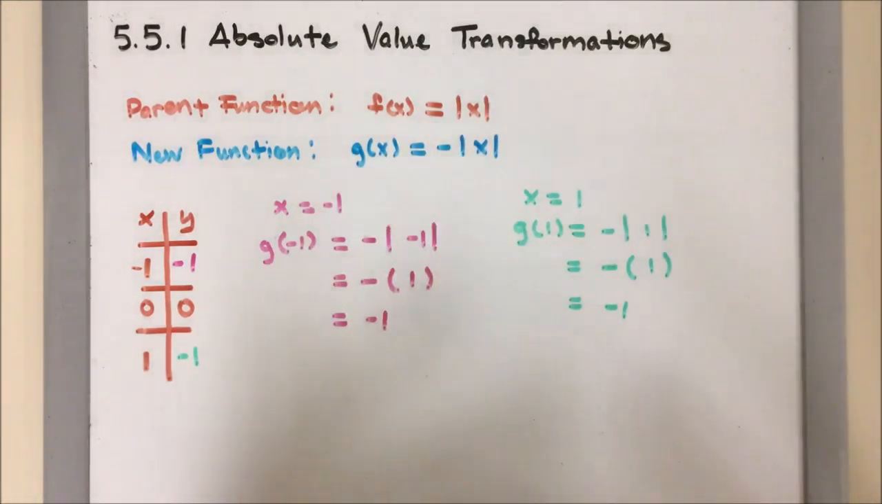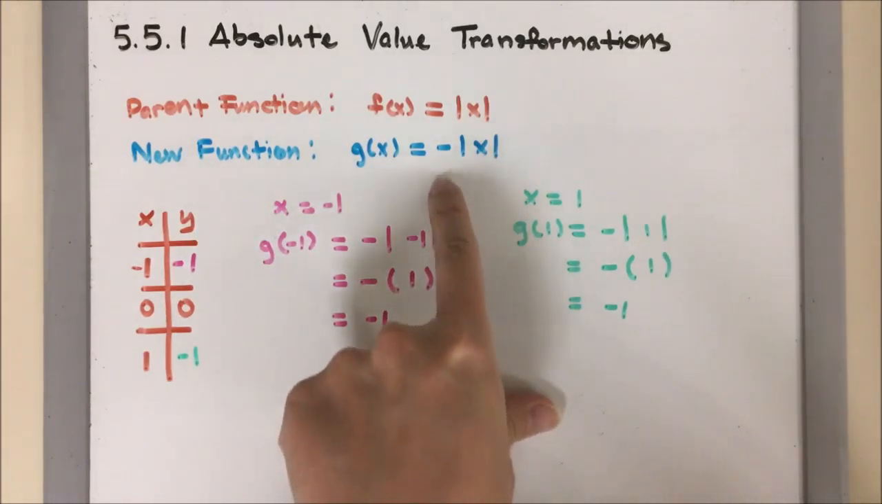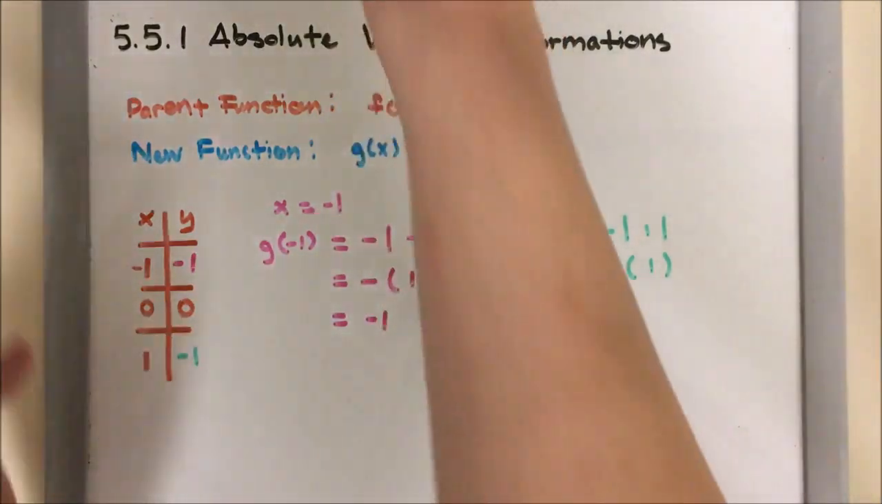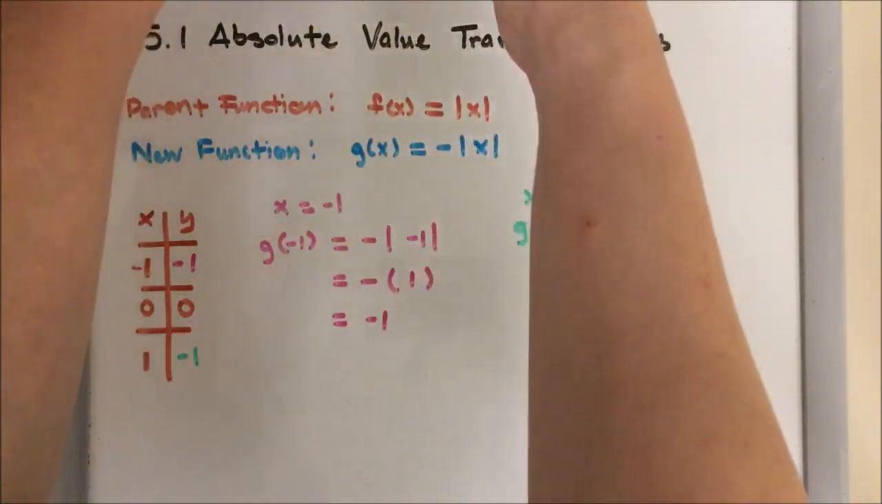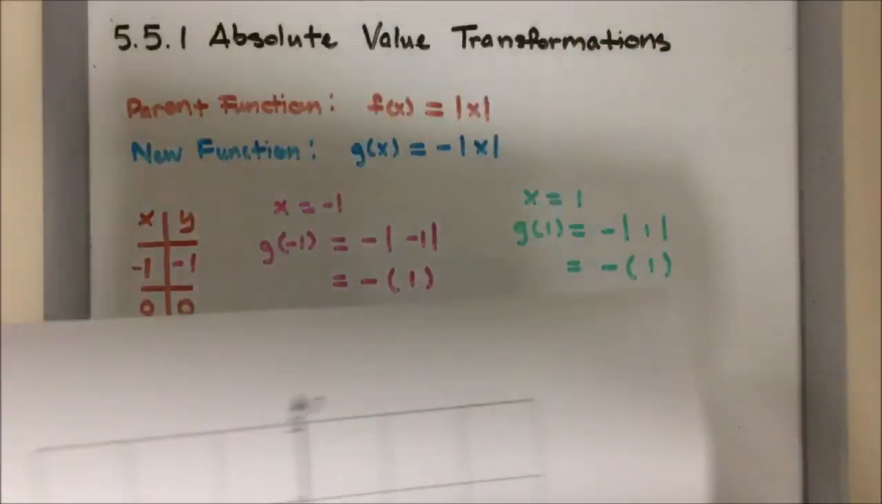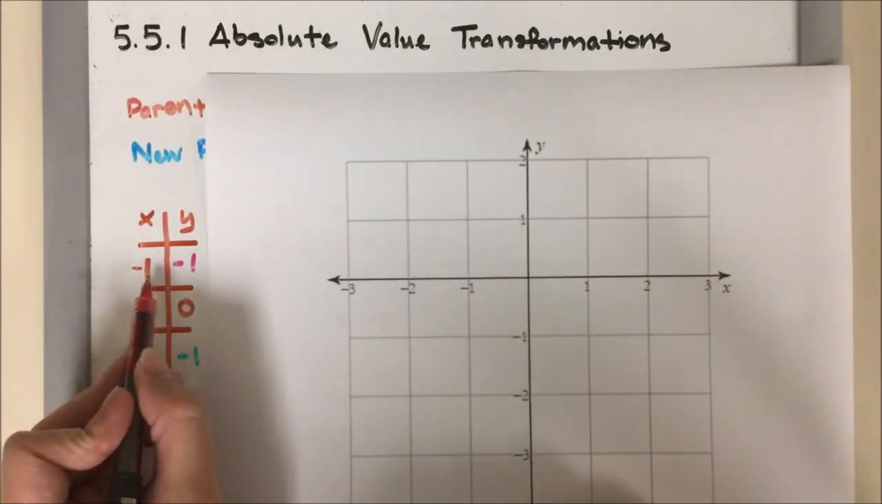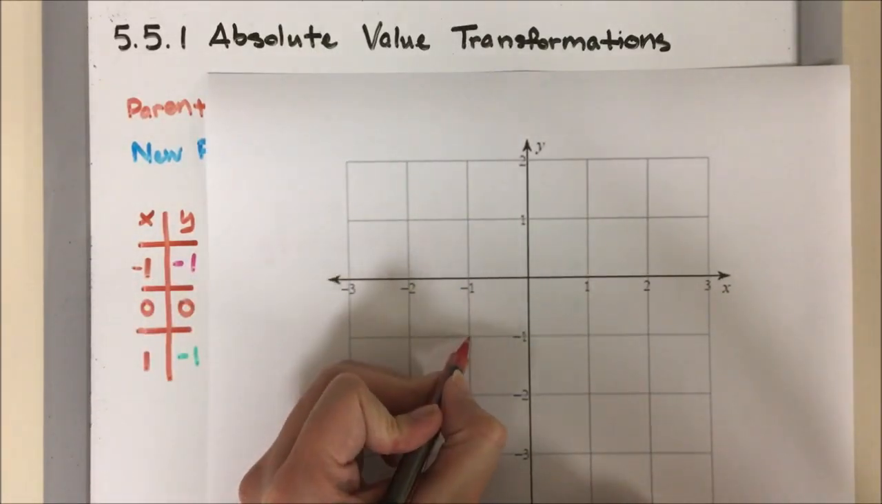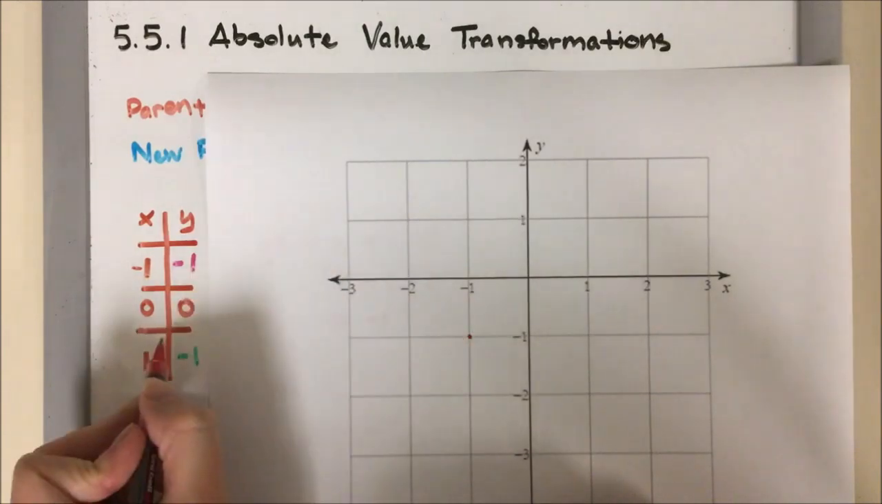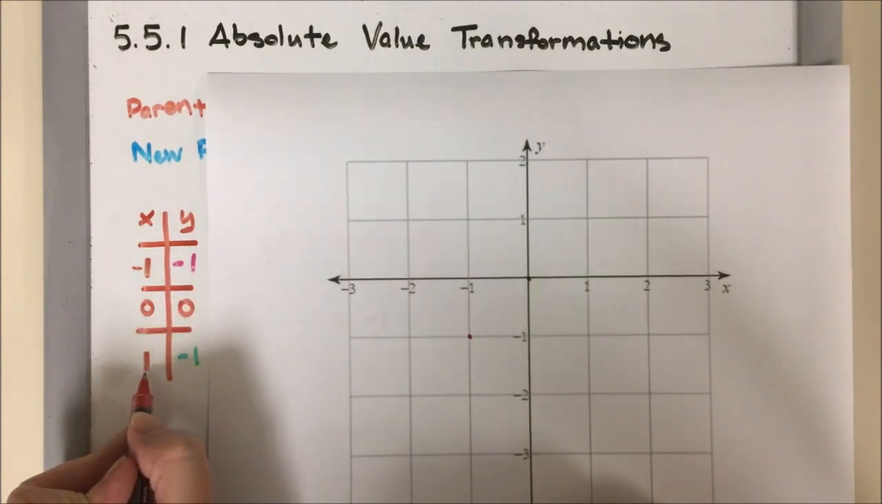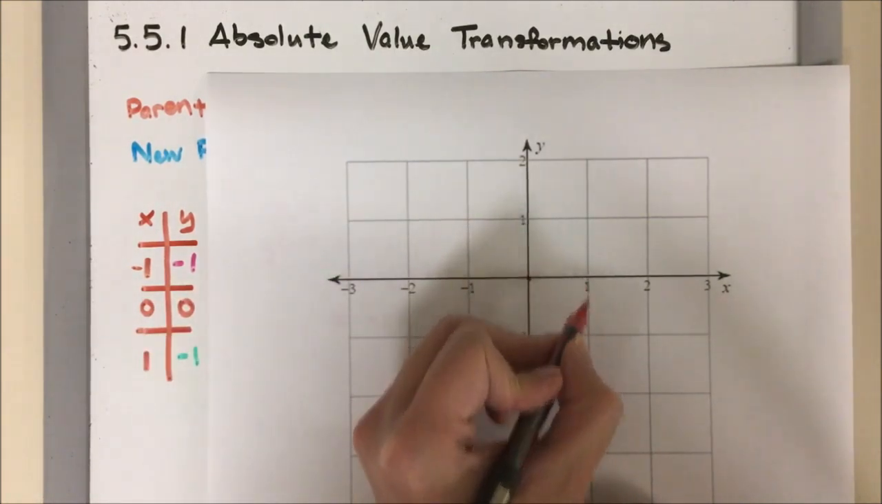So now we know that we have the graph of the parent function. But let's look at what happened to the graph when there's a negative that is outside the absolute value. So I'm going to use these 3 points here. Alright, so let me plot the points. So we have negative 1, which is right here. Then 0, 0, which is again the vertex. And then 1, negative 1.